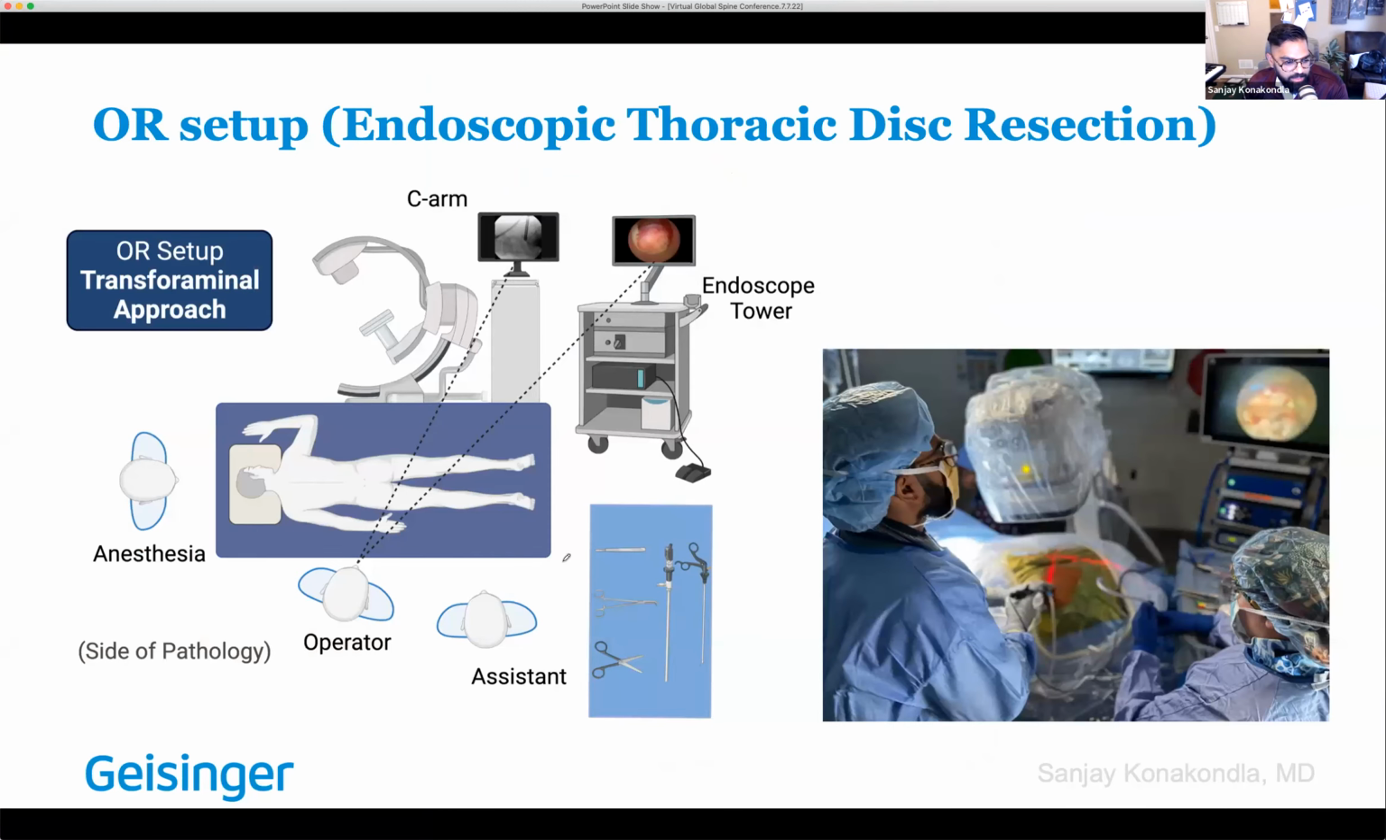This is how the OR setup looks, at least for my cases. It's very similar to any transforaminal case, even in the lumbar spine. In general, you just want to have the screens opposite from you so you can see them. And you're always working on the side of the pathology for most of the cases, and you want your assistant and everyone on your same side.